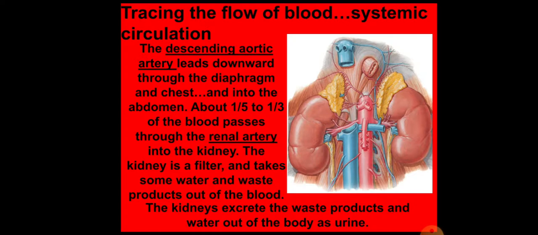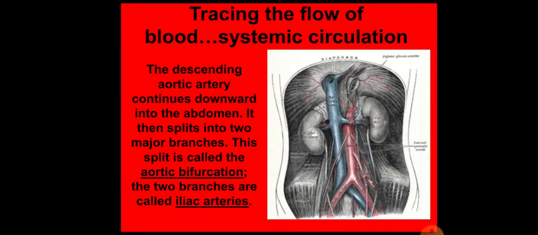The descending aortic artery leads downward through the diaphragm and chest into the abdomen. About 1/5 to 1/3 of the blood passes through the renal artery into the kidney. The kidney is a filter and takes some water and waste products out of the blood. The kidneys excrete the waste product and water out of the body as urine.